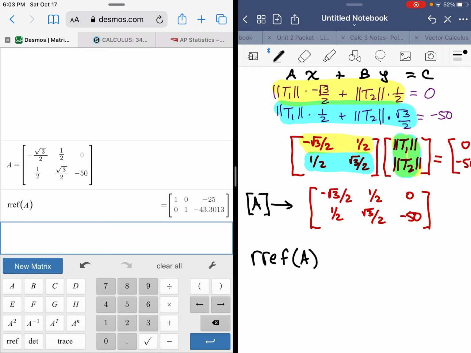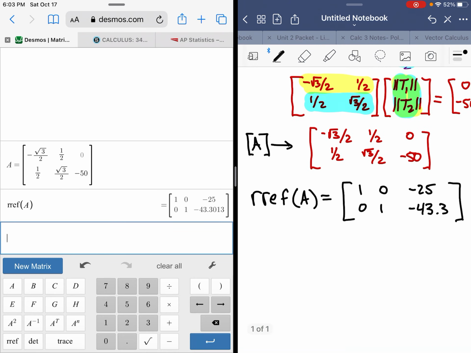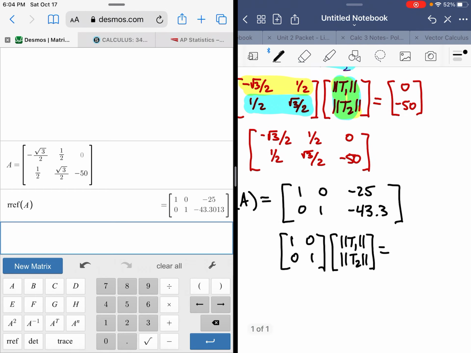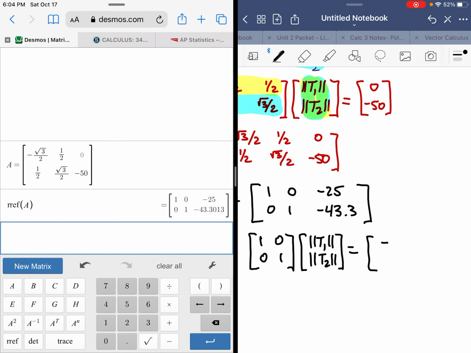All right, so we have 1, 0, 0, 1. We have -25. And then I'll just round the next one to -43.3, right? Approximate value. If you think back to where this all started, it was stripped down from the product of two matrices. So let's unstrip it from a product of two matrices. So this is really the same as saying 1, 0, 0, 1 multiplied by the column vector T1, T2, and that would be equal to negative 25, negative 43.3.